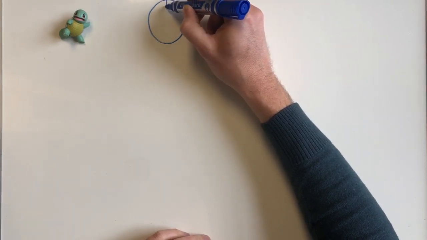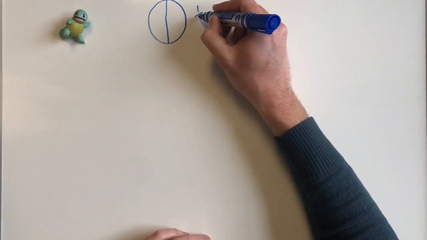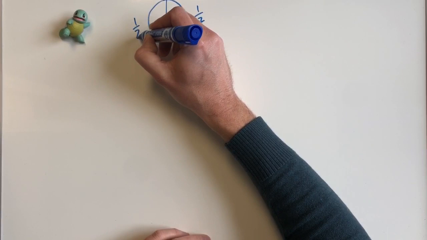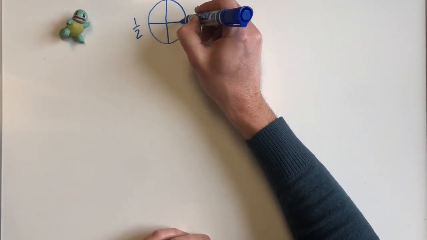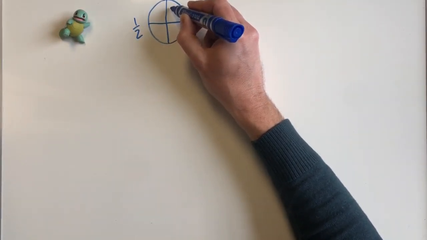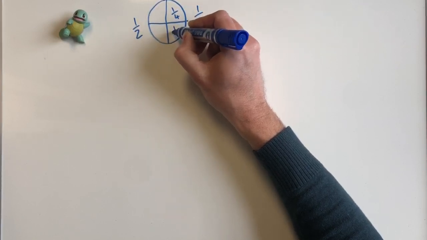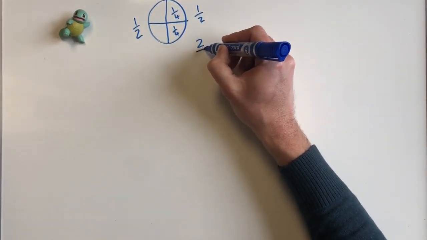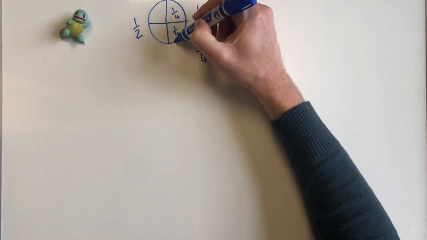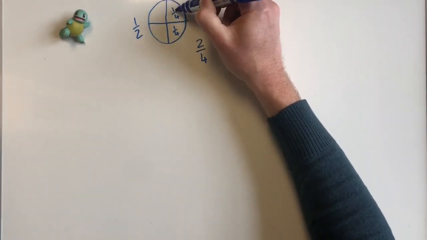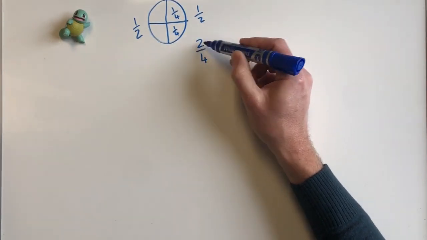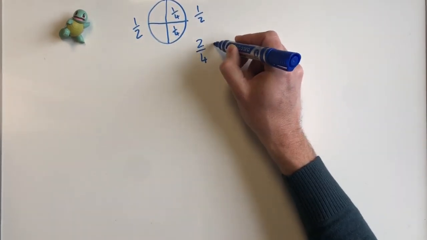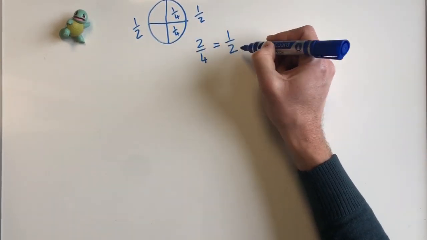If I were to split this circle in half, then obviously this would be a half and that would be a half. But if I split it in half again, then this would be a quarter and that would be a quarter. So a quarter plus a quarter would be 2 quarters. So this, although it's half, it's also 2 quarters. So 2 quarters is equal to a half.